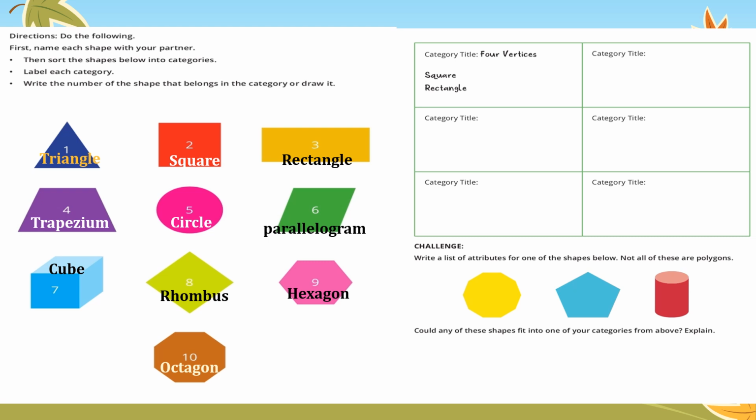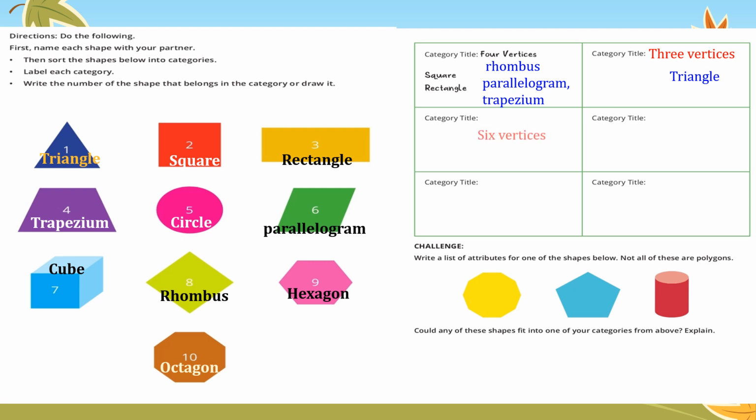Now let's move to some categories and title them or name them and see what is in each category. The first category is 4 vertices and it has square and rectangle. What else? Rhombus, parallelogram, and trapezoid. All of them have 4 vertices. The next category is 3 vertices that has triangle.